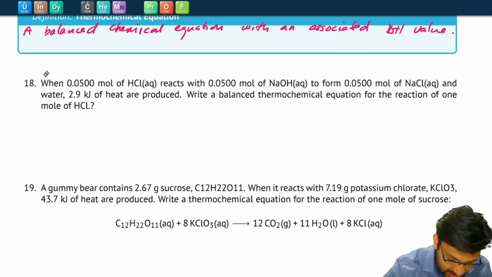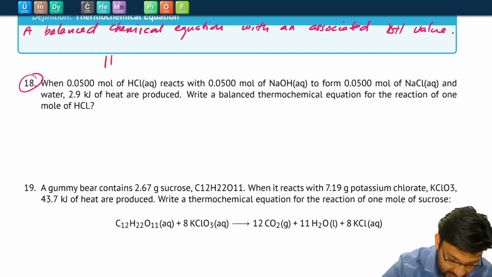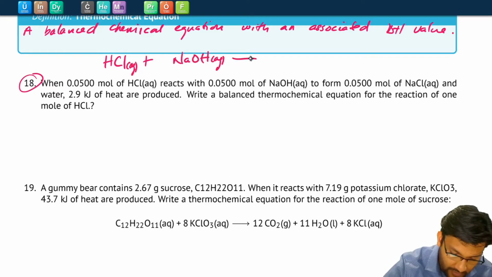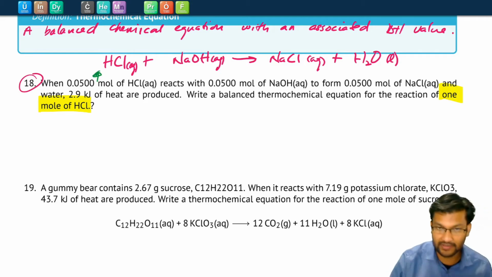And so I'm going to write an example of that using the problem stated in question 18. So in question 18, it asks us to write the balanced chemical equation for this reaction, HCl with NaOH to form NaCl and water, for 1 mole of HCl. So we have HCl plus NaOH aqueous going to give NaCl aqueous plus water liquid. And as stated in this question, it's for 1 mole of HCl, and so when we balance this equation, we need to make sure that we have 1 mole of HCl.